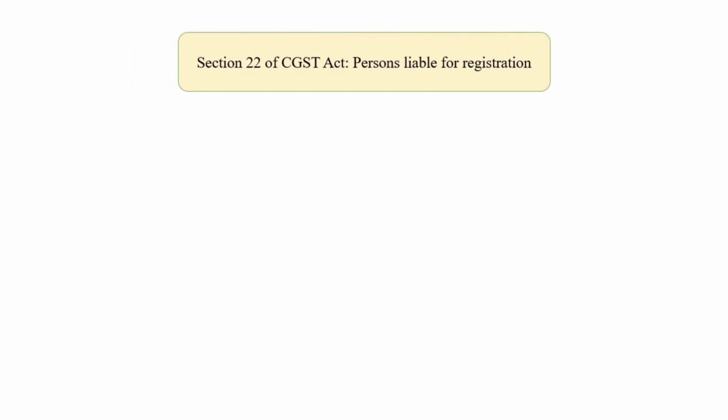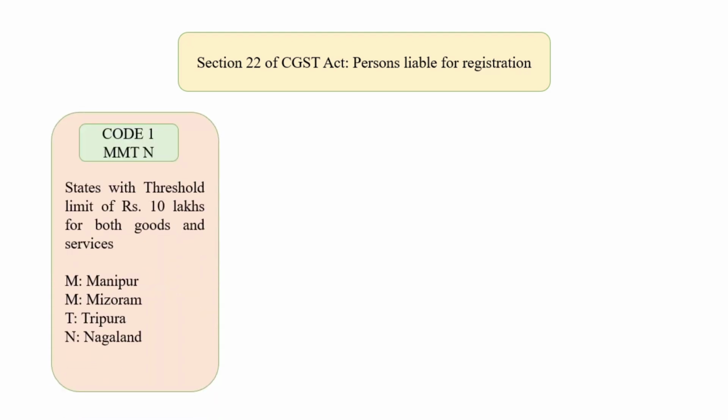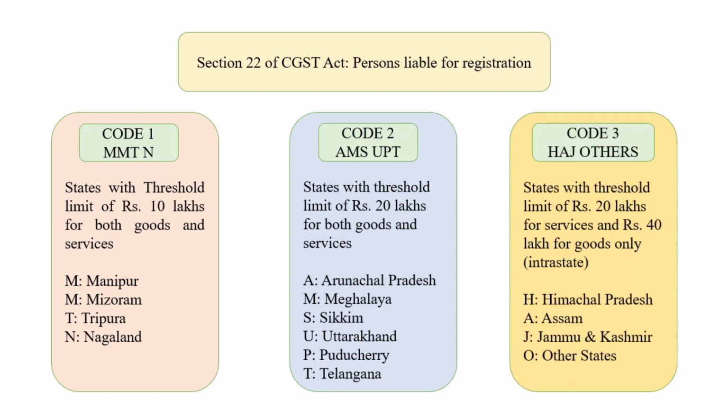Section 22 of CGST Act, person liable for registration. So here we will discuss some codes by which you can identify whether a person is liable for registration or not. So code number 1 MMTN, code number 2 AMS UPT, and code number 3 HAJ others. So if you learn these three codes, then you are in a position to give the answer whether registration is required under section 22 or not.